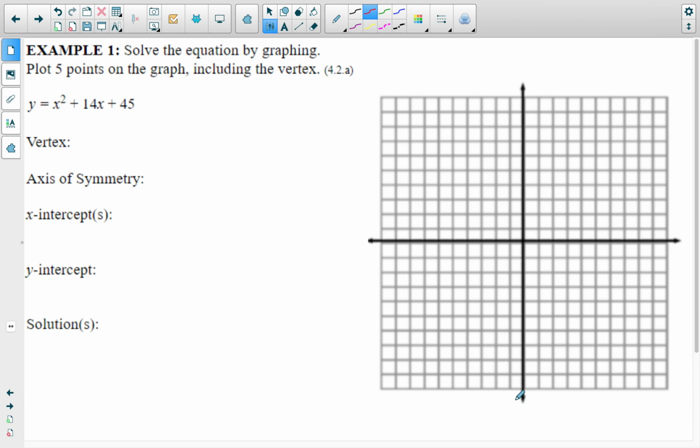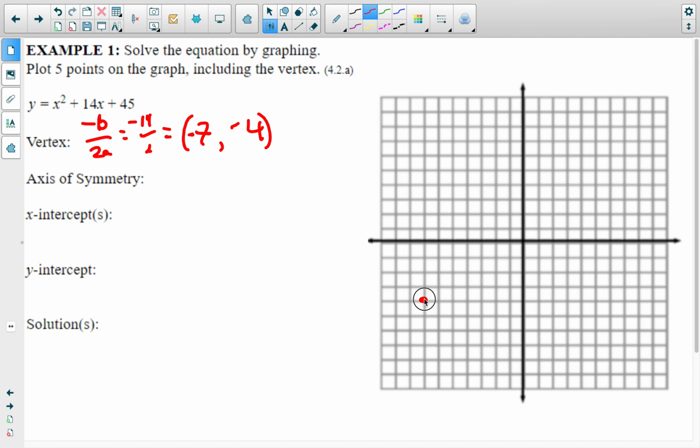So let's take a look at this. All right, so we're given a quadratic equation in standard form, y equals x squared plus 14x plus 45. Let's find the vertex first. Remember that your vertex can be found by taking negative b over 2a, which would be negative 14 over 2, which would be negative 7. So if we plug in negative 7 to this original equation, then we are going to get negative 4. Right? So our vertex is going to be over at negative 7, negative 4.